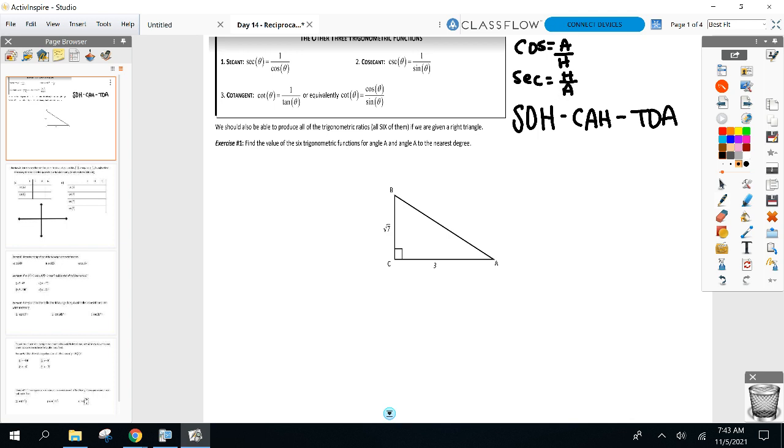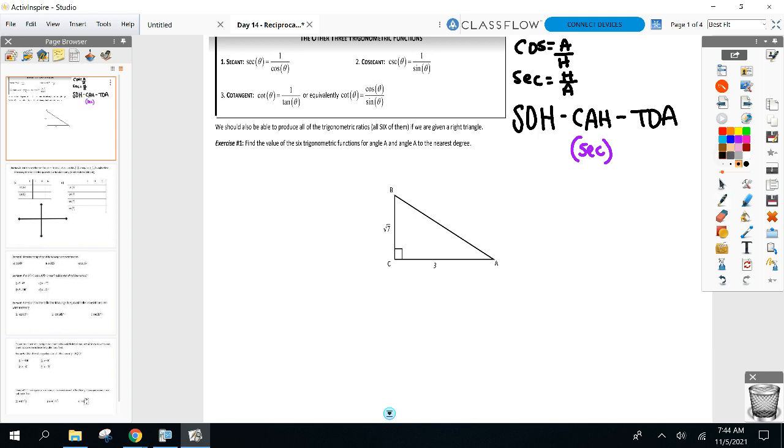So in SOHCAHTOA, I'm going to have you put secant right underneath cosine. Right underneath cosine, secant. That tells me, oh, hey, you need to flip cosine to get secant. So instead of doing adjacent over hypotenuse, I'm doing hypotenuse over adjacent. Secant is flipping cosine.